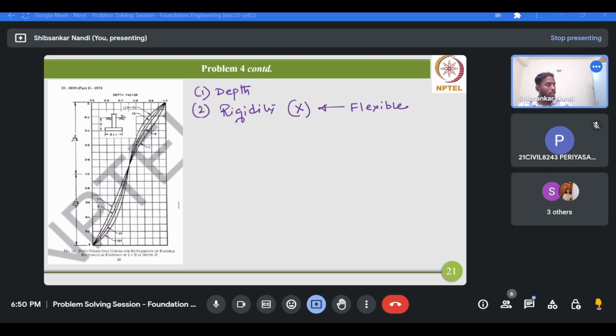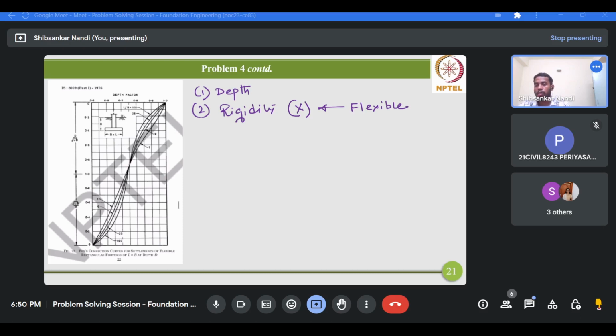Okay, now the one and only correction which remains to apply is the depth correction. Now how to incorporate this depth correction? To incorporate the depth correction factor, we'll refer to this chart, this figure given in the IS code.